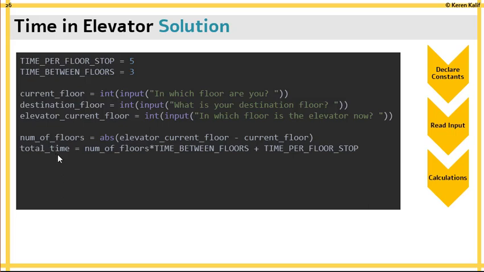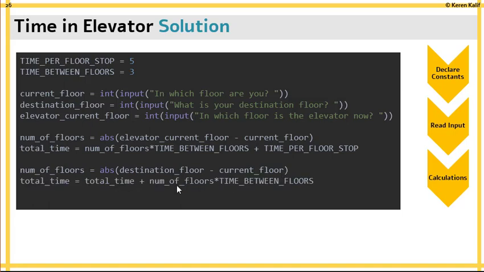Second thing, I want to calculate the total time till the elevator reaches me. So number of floors, multiply time between floors, plus time per floor stop. This is the time till the elevator reaches my floor. This is the time that it stays in my floor. Now I want to calculate the rest. So once again, I put in number of floors the absolute value of destination floor minus current floor. How many floors the elevator needs to travel until it reaches the destination. And now I say total time is the total time I've already calculated in the first part, plus number of floors multiply time between floors.